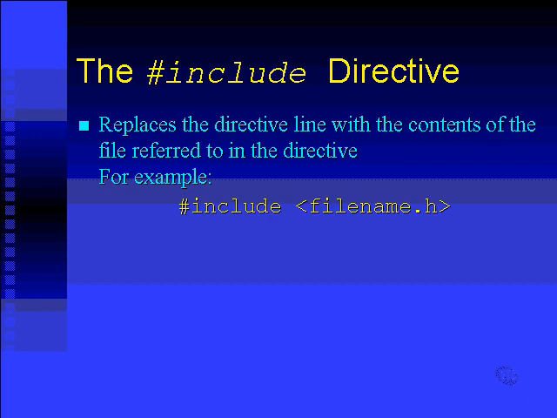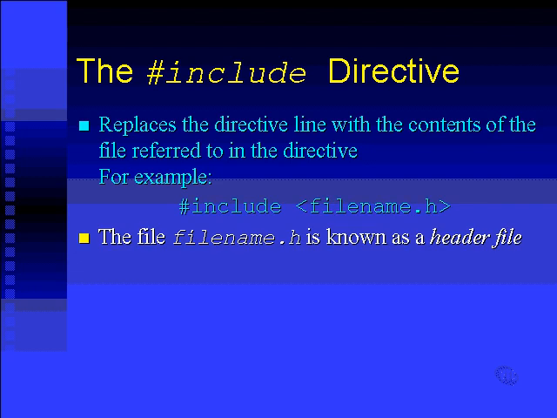Here is, of course, that example. It could be filename.h. So all the contents of filename.h will be copied and essentially pasted in place of the line that reads hash include filename.h. Filename.h and all the other files that end in .h are known as header files. That's just their name, the name that programmers give them. Some programmers also refer to them as include files for obvious reasons.